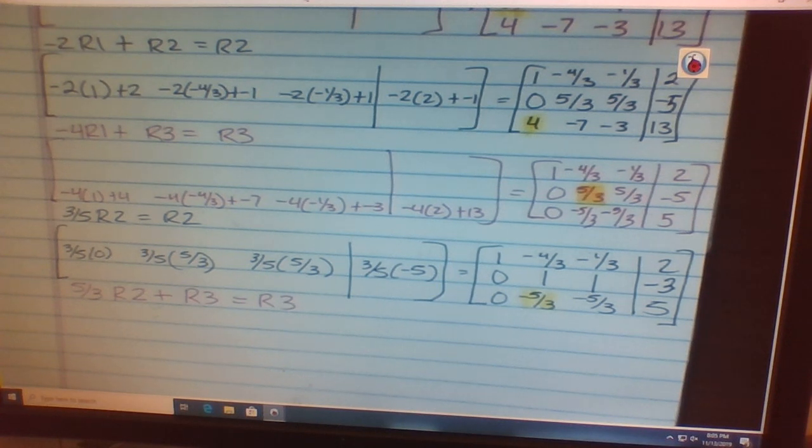And who am I trying to make the 0 in? In row 3. So when you're making something a 0, that's when you do the adding, but when you're making it a 1, you don't do any adding? You just multiply. That's it. So making a 1 is multiplication. Making a 0 is multiplication and addition.